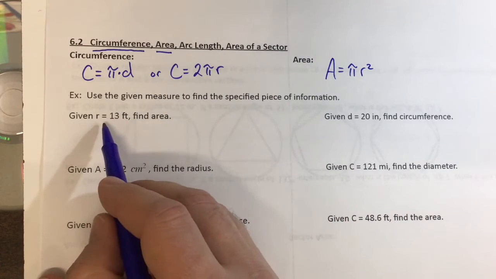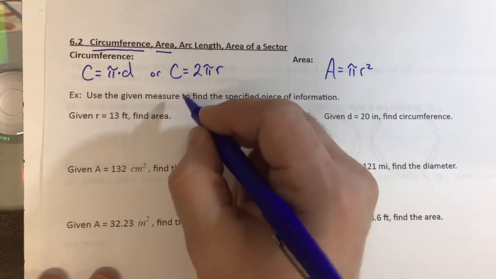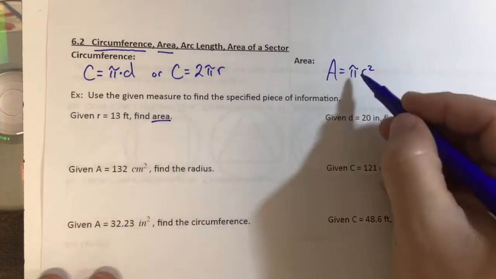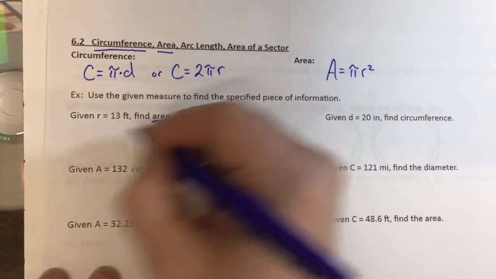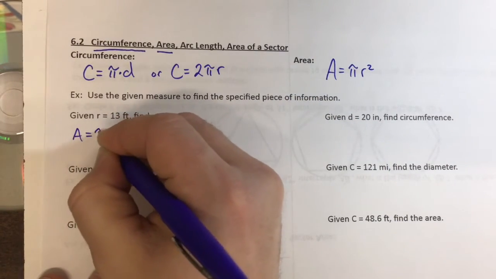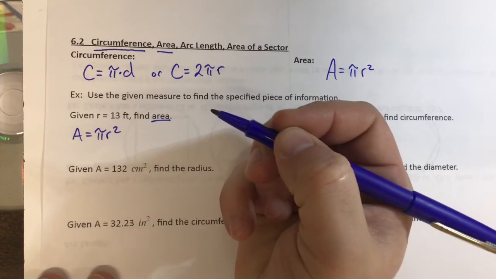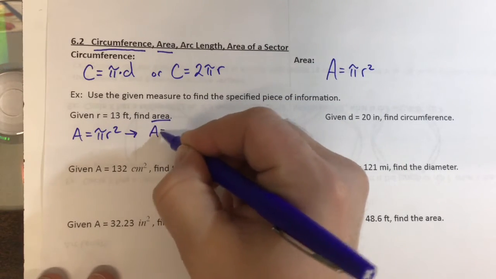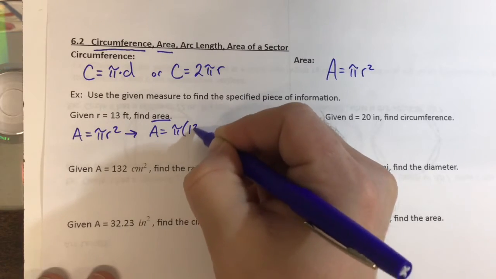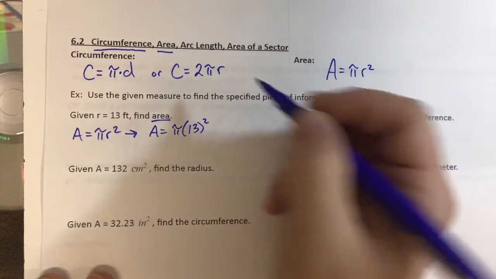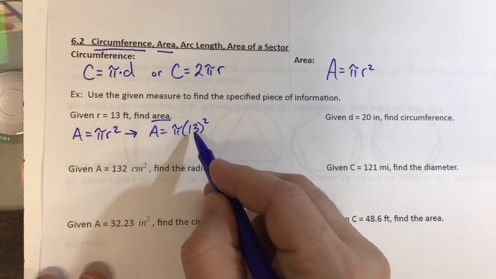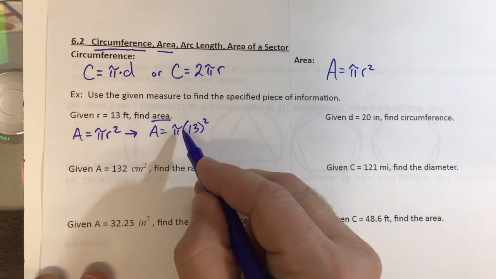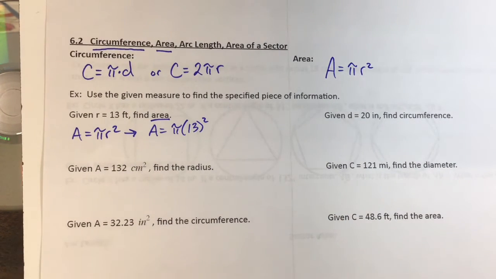So in this first example, we're given that r is 13, and we are told to find the area. So I'm going to use my area formula. I'm going to start with that. Area equals pi r squared. And I'm going to plug in that 13 for r. So area equals pi times 13 squared. And now we just simply calculate that. Do 13 squared times pi with our calculator.